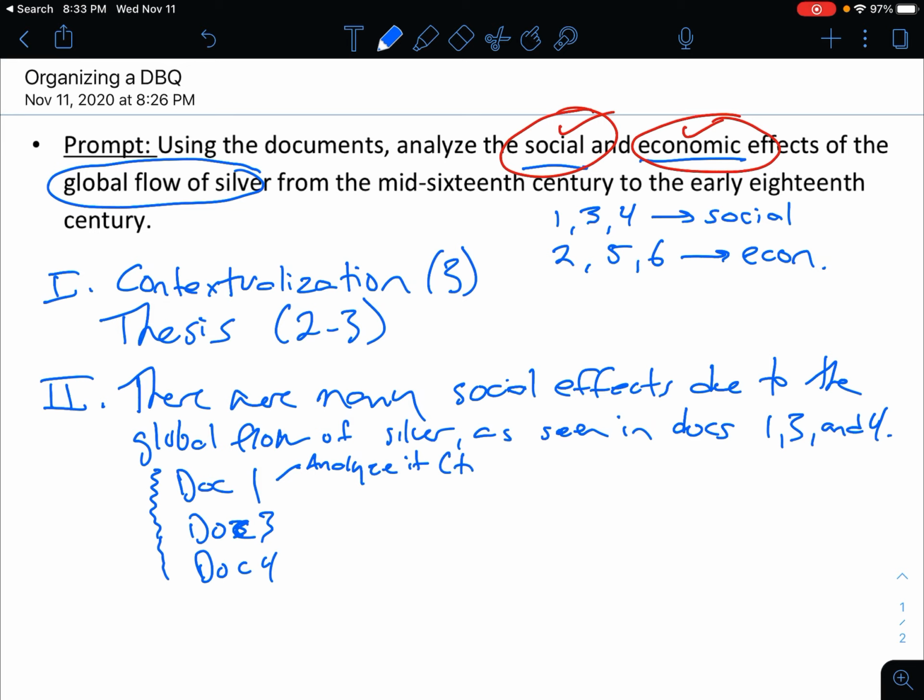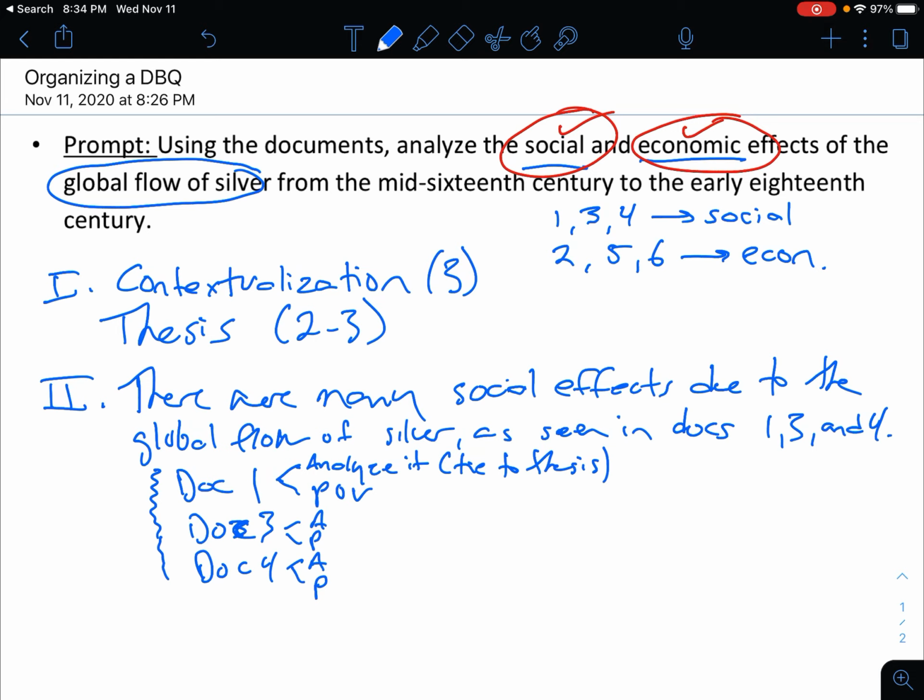And that means tie to thesis. So I'm going to show where the social effects are, what they are. I'm going to be specific. And then the other thing I'm going to do in each doc, if I can, is point of view. Analyze, point of view, analyze, point of view.